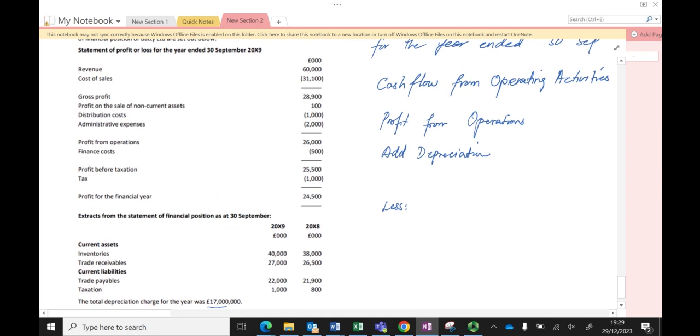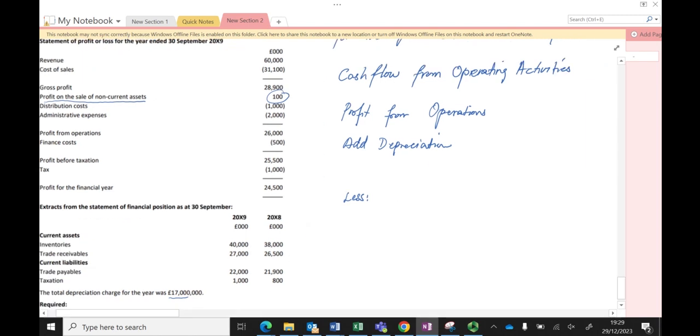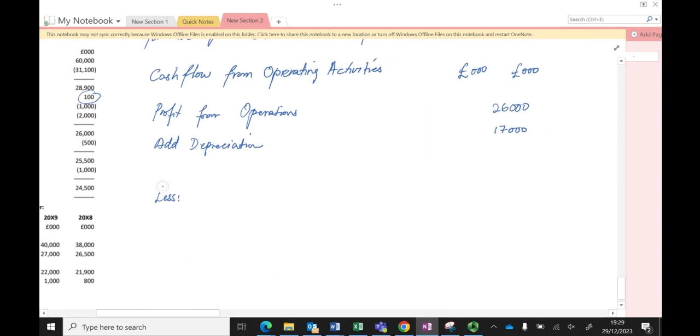What else we need to add back? Well, there is profit from the sale of non-current asset, which is 100. And that was a profit. It's a notional cash, and then it's a notional profit, sorry, which has been added in the income statement. We need to remove that. So what I'm going to do is I'll just move this to save some space. Profit from the sale, from the disposal.